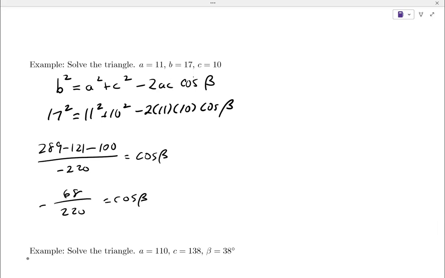Hopefully it's obvious we'll need to do the inverse cosine of both sides to get beta by itself. But before I even do that, since cosine is negative, is this angle going to be between 0 and 90 or between 90 and 180? 90 and 180, right? It's in quadrant 2. It has to be an obtuse angle, right? So do your inverse cosine.